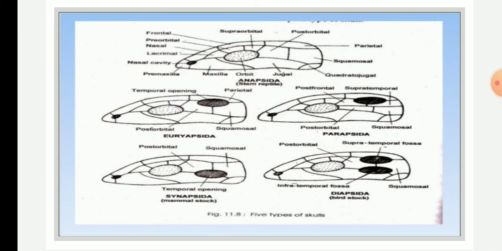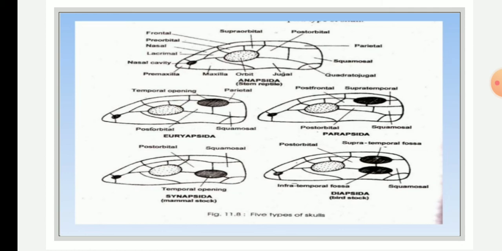First is the anapsid skull, the euryapsid skull, the parapsid skull, the synapsid skull, and the diapsid skull. Thus they have 5 types of skulls. All these words will sound similar to you: anapsid, euryapsid, then parapsid, whereas synapsid, diapsid. What does this apse mean? Apse means a hole, fenestra or vacuity.